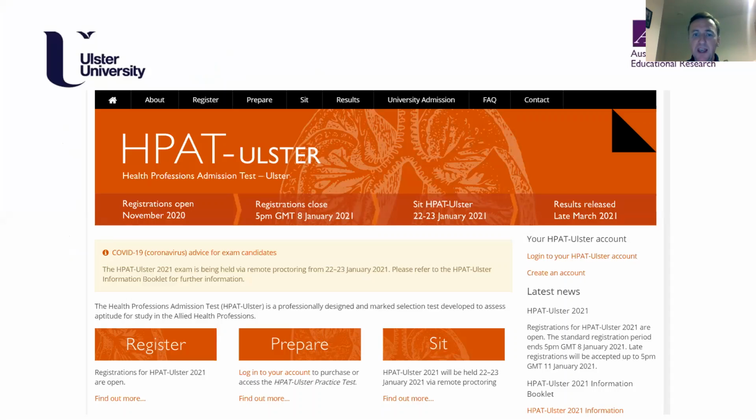It's a PDF, and you'll be able to download that, and it'll give you an insight as to how the test is going to run this year. I'll also go through that as part of this presentation because obviously it's slightly different with COVID restrictions. If you get to that web address there, you'll know you're on the right page. You'll create your account, you'll pay your fee, and go from there.